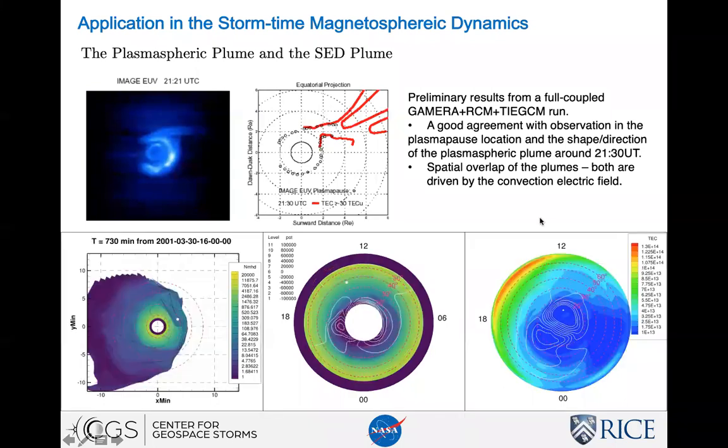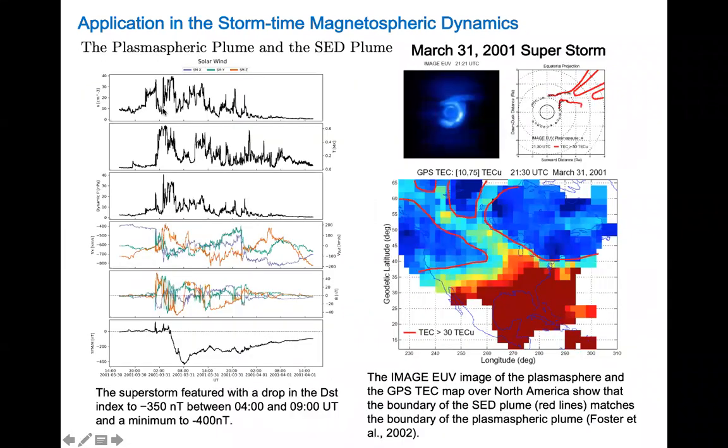Also, another thing to mention is this is actually a 400 nanotesla Dst superstorm, and our model handled it pretty well. It doesn't crash or anything. It just completes the whole run smoothly.